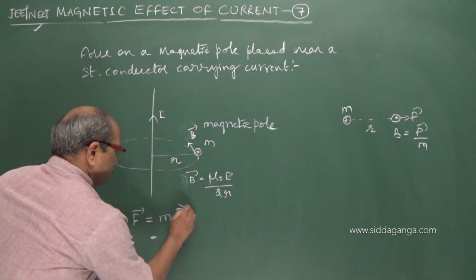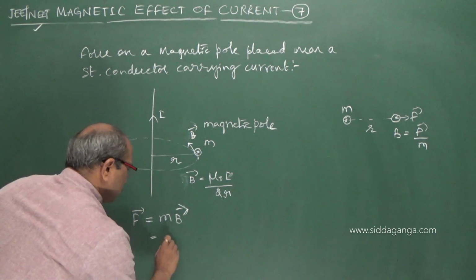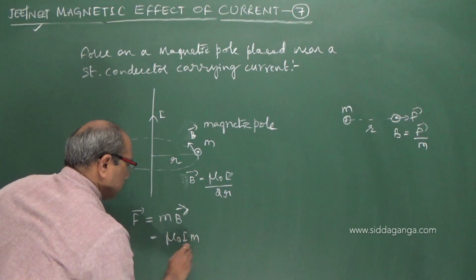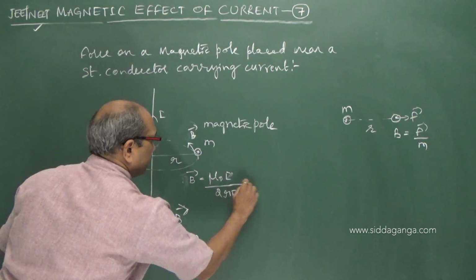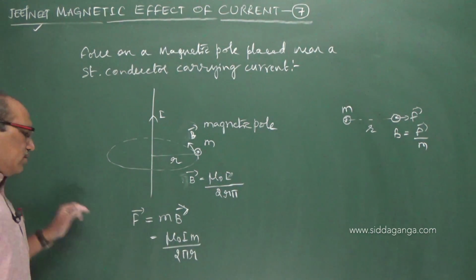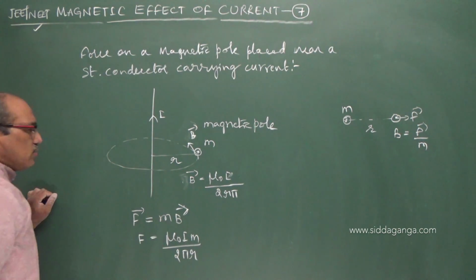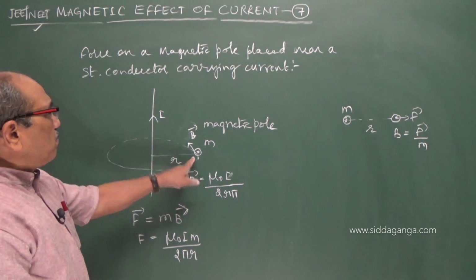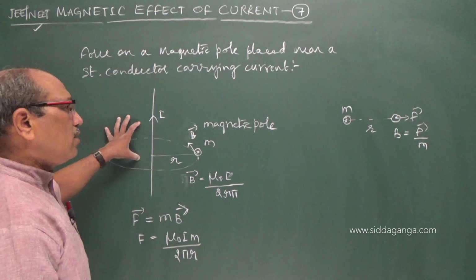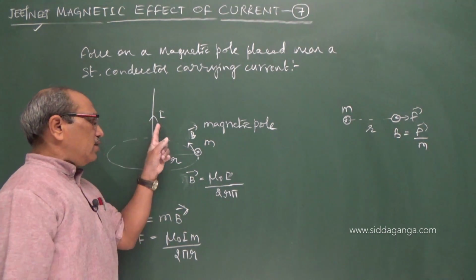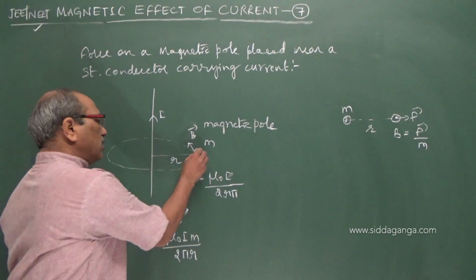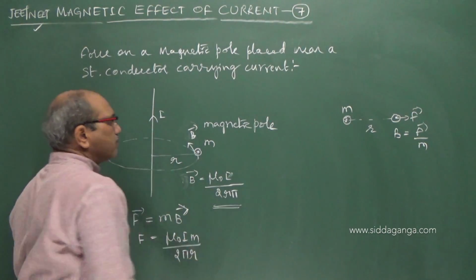What is the value? Mu naught I M by 2 pi R. Mu naught I M by 2 pi R is the force experienced by a pole placed near it. How do you come to know? If you have a straight conductor carrying current, it produces a field. The field at this point is given by this relation.